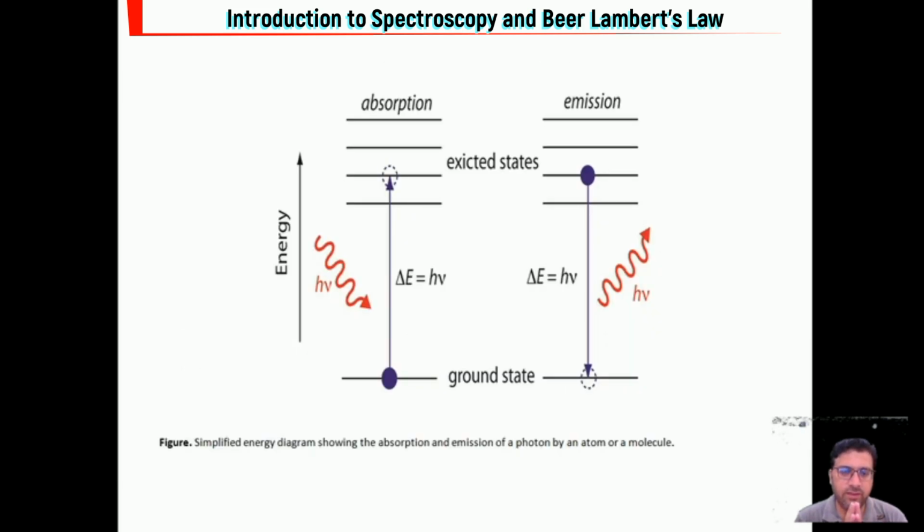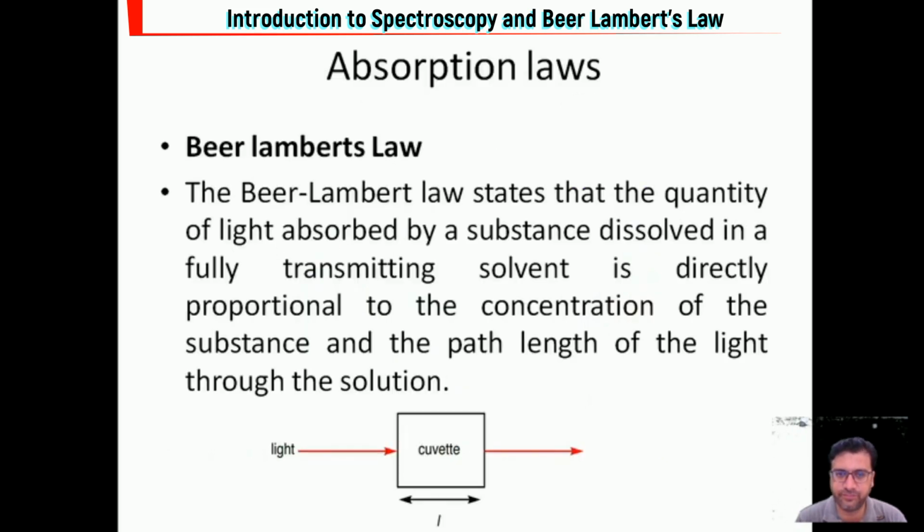Here, if the incident radiation has energy equal to the difference in energy between the ground state and the excited state, this energy is absorbed and the electron of the atom or molecule will move from the ground state to the excited state. The same is the case when the electron comes from the excited state to the ground state: it will emit an equal amount of energy, equal to the difference in energy between the ground state and the excited state.